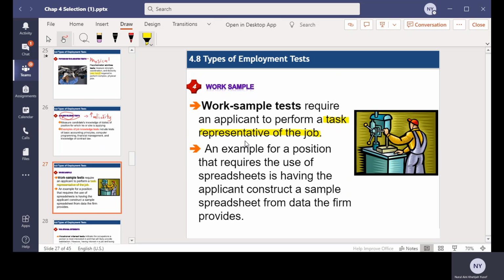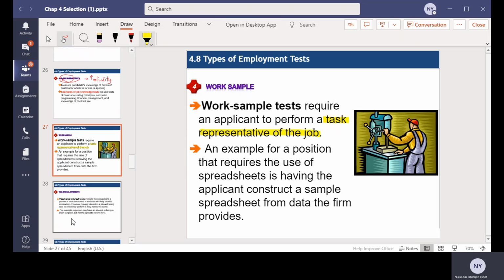Require an applicant to perform a task representative. So we have a representative, a few parts that we need to complete for the job. Okay, but the company can only test one, which is the main job. So this is work sample, which is quite commonly used by organizations.